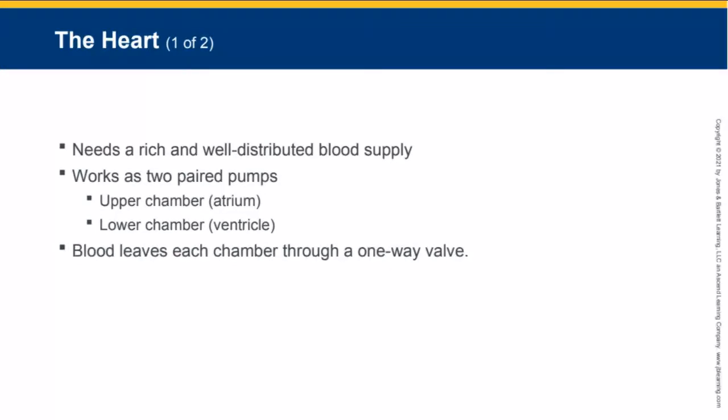It works as a two-tiered pump. It has upper chambers, which are the atria, and lower chambers, which are the ventricles. The upper chambers are responsible for receiving blood. The lower chambers are responsible for distributing blood. The left ventricle is the largest chamber of the heart because it does the most work.